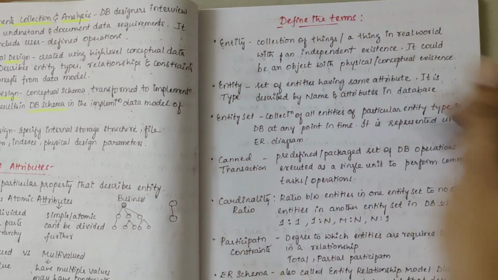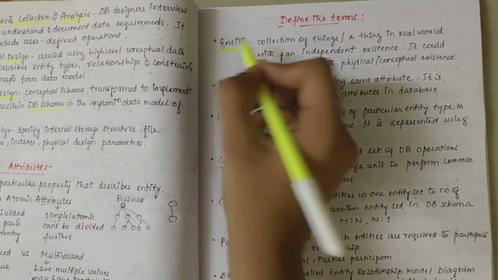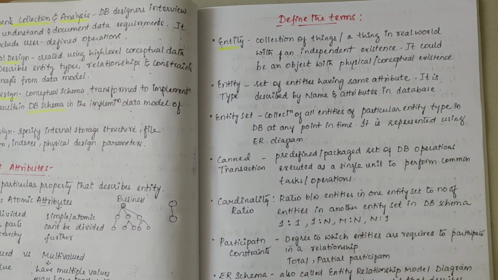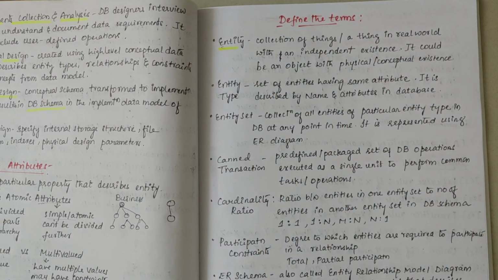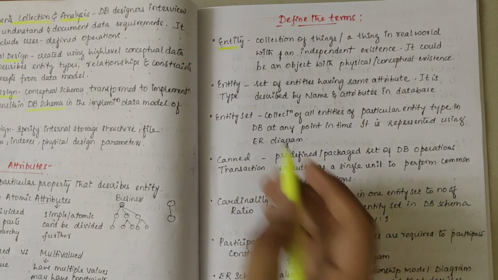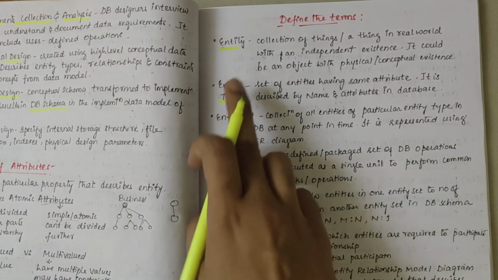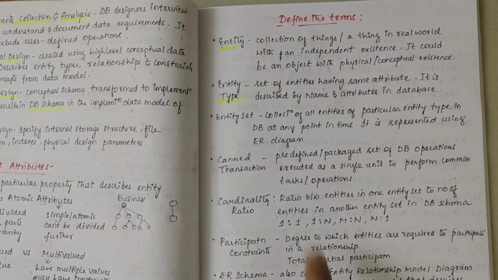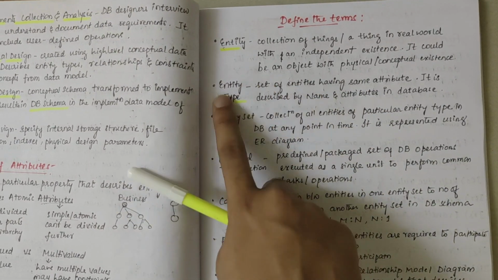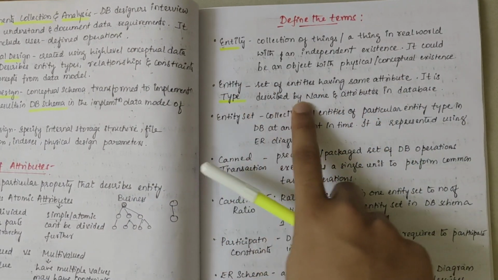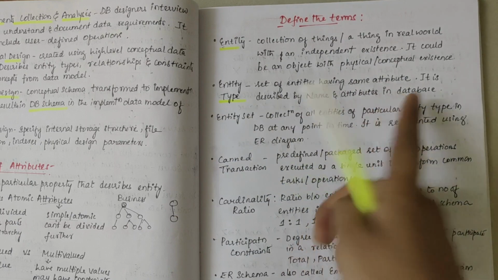So let's start with the first one, entity. Entity is a collection of things. It could be a thing in the real world which is independent of its existence. Existence here could be physical or conceptual existence. Describing entity type: a set of entities having the same attributes come under entity type. It is described by name and attributes in the database.